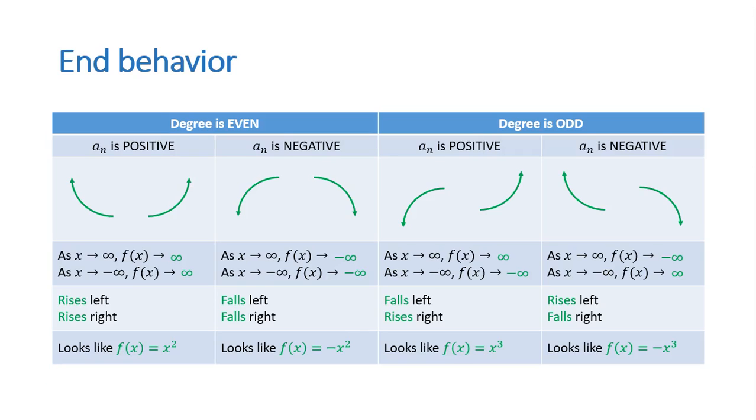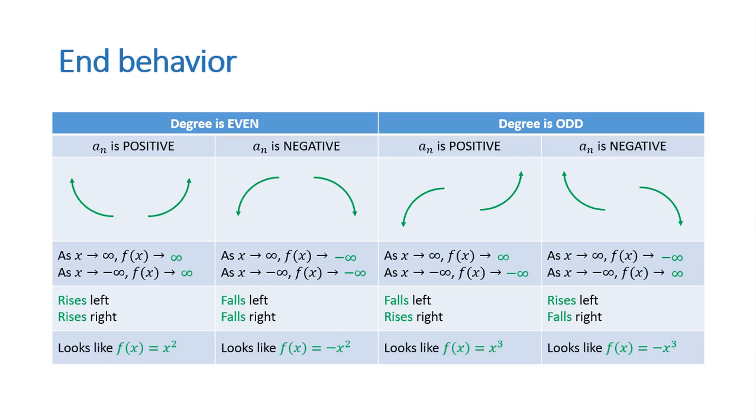If our degree is odd and the leading coefficient is negative, we're rising left and falling right. In other words, it looks like the negative, the vertical reflection, of our cubic parent function. So our left tail is pointing upward and our right tail is pointing downward. So these are our four cases. These are the only possibilities we have. Either both tails are pointing in the same direction or both tails are pointing in opposite directions.